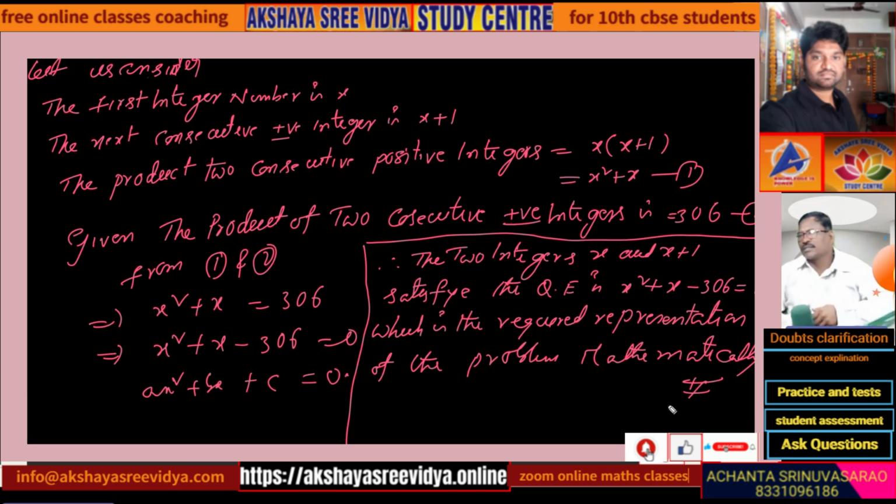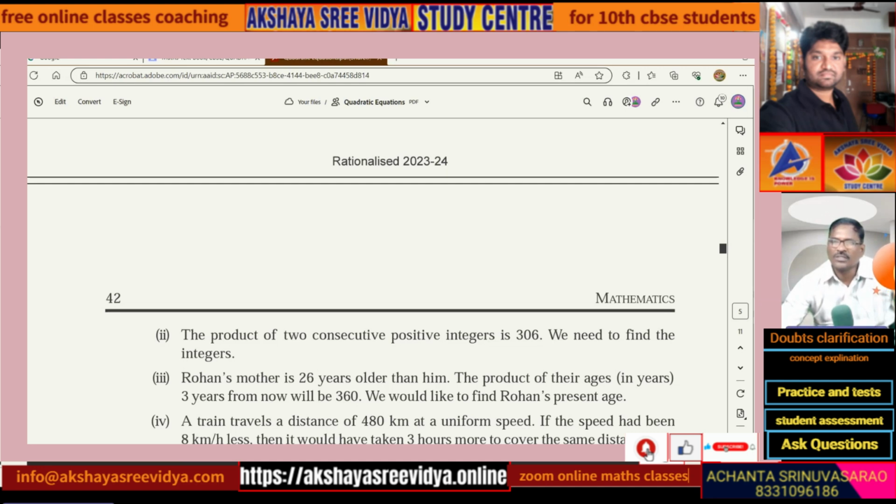Okay. Next. Rohan's mother is 26 years older than him. The product of their ages 3 years from now will be 360. We would like to find Rohan's present age.